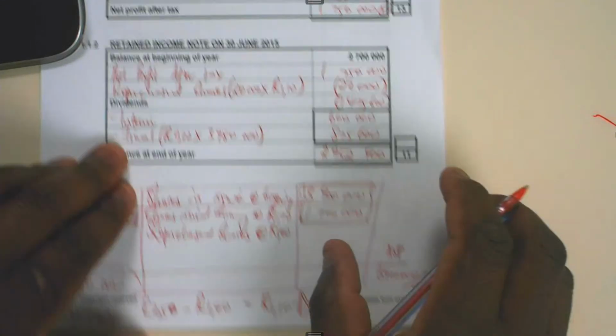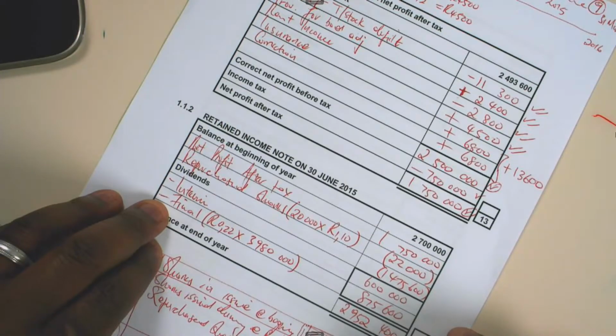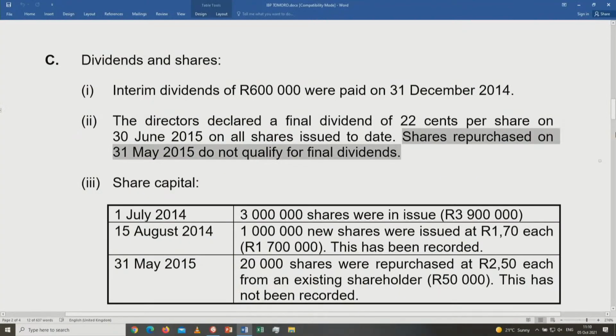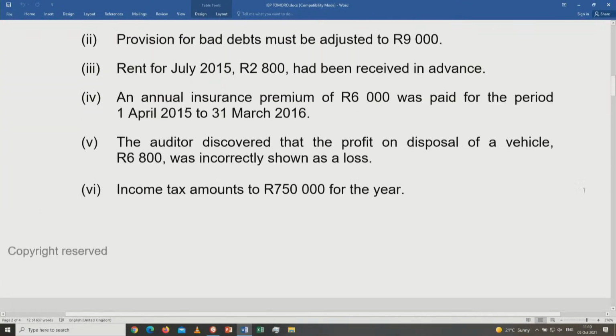Right. Now going to our balance sheet. Let's go back to our question.